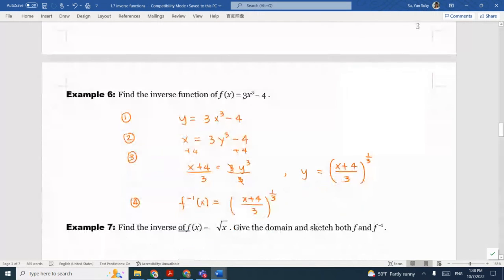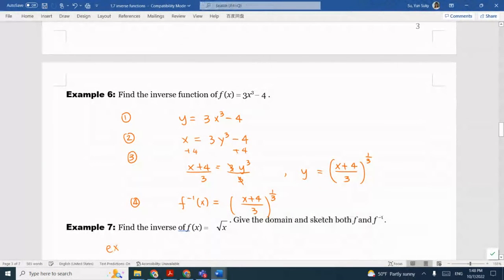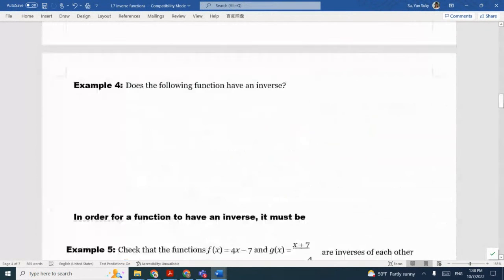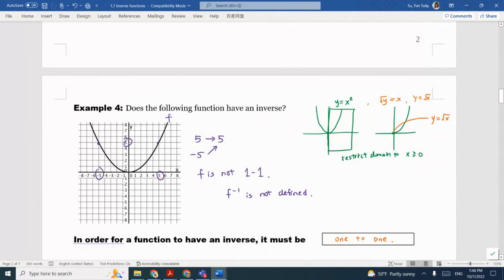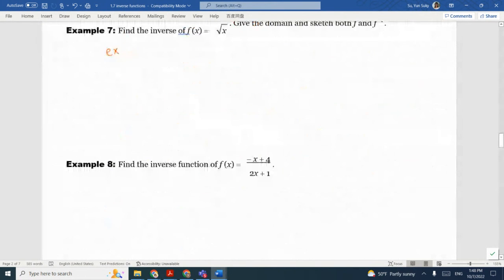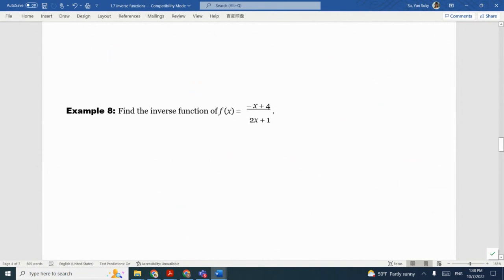All right. And then example 7, I leave it as an exercise. Actually, we already showed example 7 up here. We showed that square root of x and y squared, when we restrict the domain to greater than or equal to 0, are inverses.